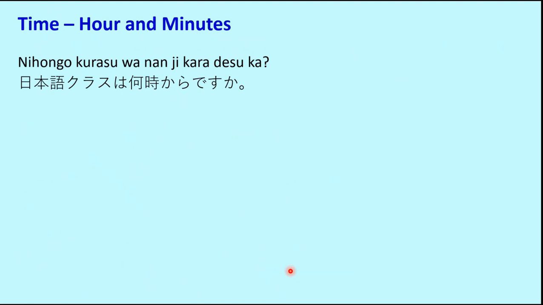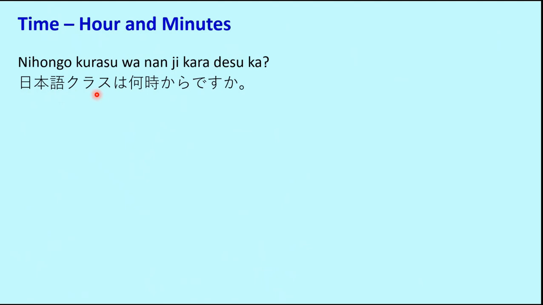So now let's look at some questions and answers in Japanese that involve hours and minutes. Nihongo kurasu wa nanji kara desu ka? Nihongo kurasu means Japanese class. Nihongo is Japanese, kurasu is class. So you can see Nihongo is written in kanji and kurasu is written in katakana.